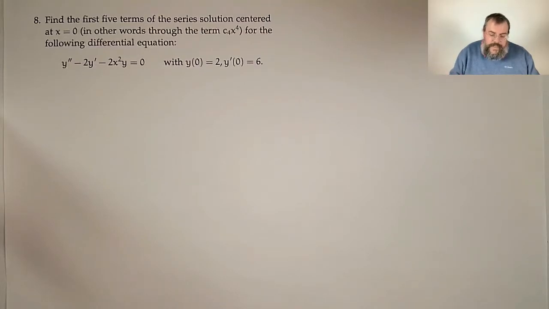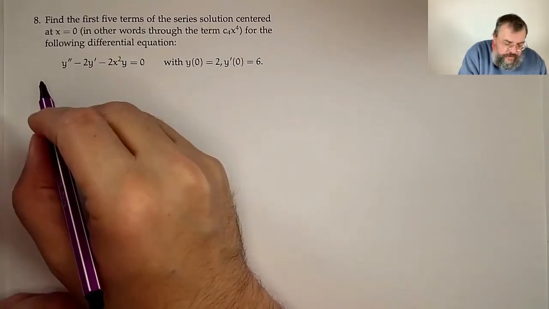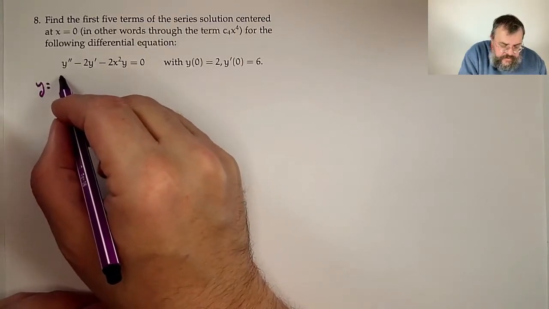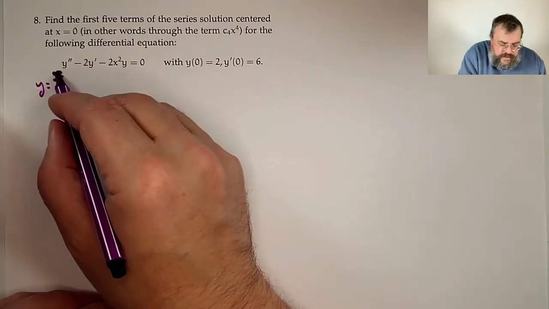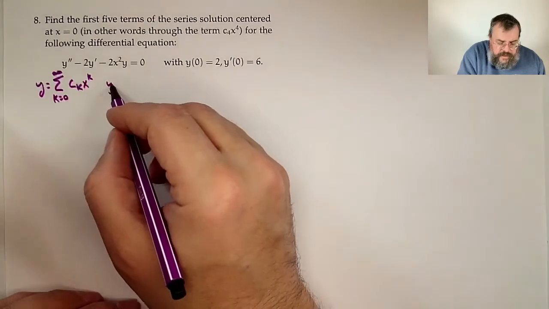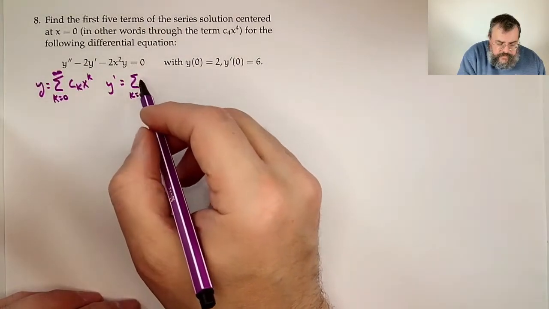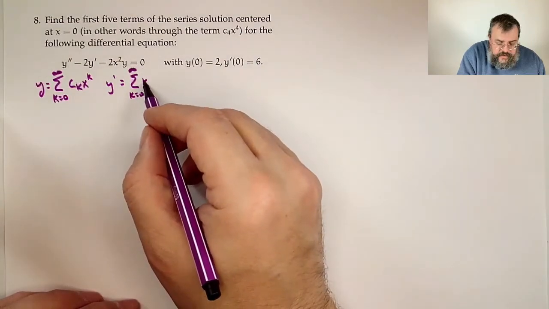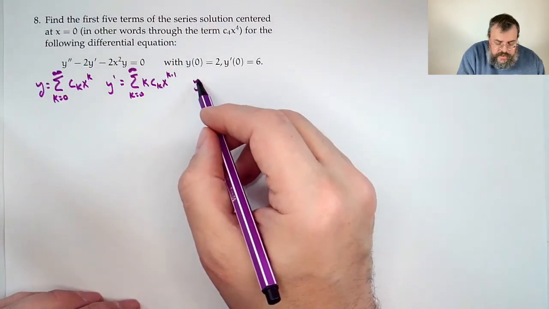Well, we begin as we do all problems involving series solutions. The first couple steps are all the same. So we just go through the process. We know our answer looks like a sum, so we write it down, sum 0 to infinity, c sub k x to the k, and we're going to write down y prime and y double prime as well. And it's just a matter of working your way slowly and patiently.